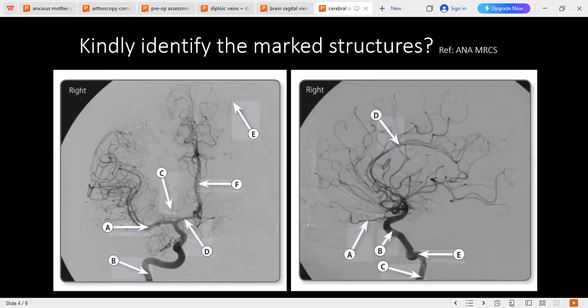So the ophthalmic artery arises from the C6 segment, and the anterior choroidal artery and posterior communicating artery arise from the C7 segment. So here in this picture on the left, B is actually the internal carotid cavernous segment. Then as it takes a turn, it becomes clinoidal. Then there is ophthalmic first.